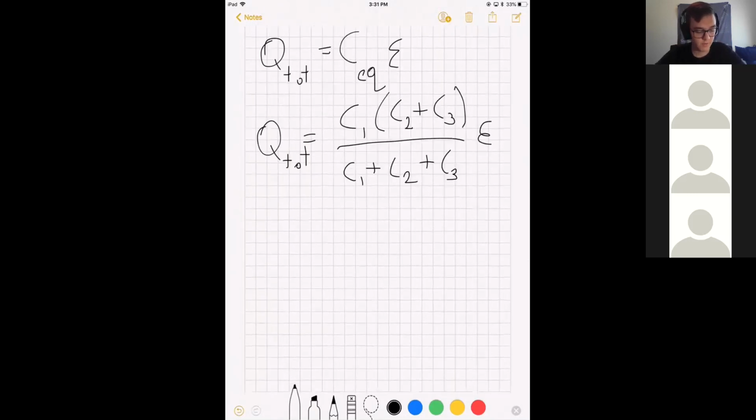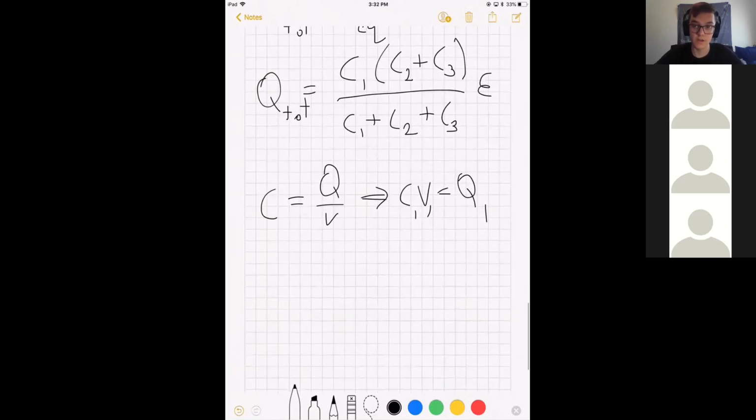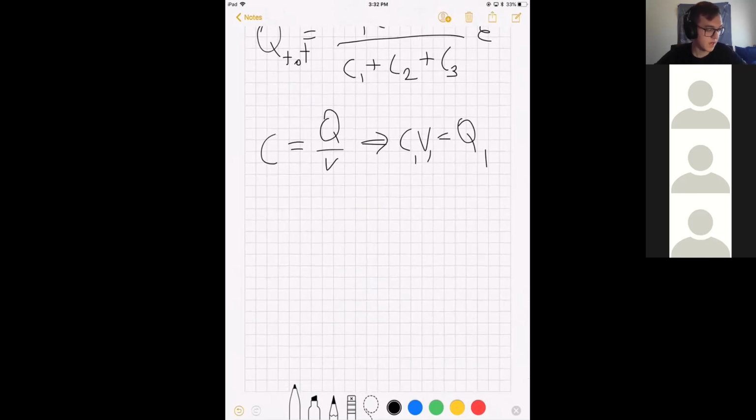Well, C is equal to Q over V, right? So we can rearrange this and we get CV is equal to Q. So Q1 must be equal to C1 times V1. So we can figure out what the voltage drop is across C1, then we can figure out what Q1 is. We know what C1 is.